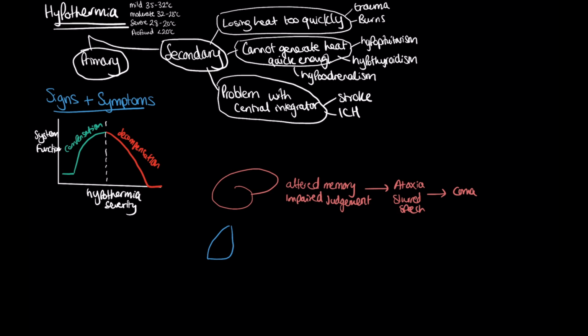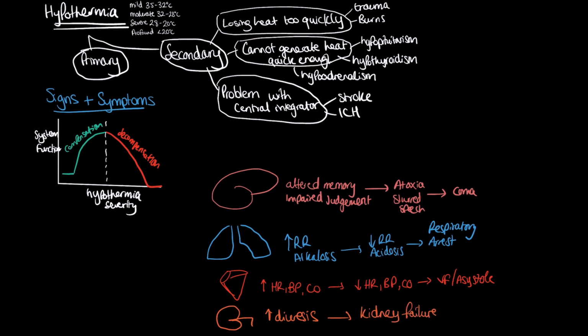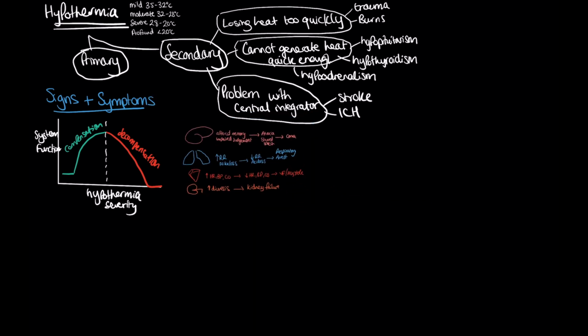It also affects the respiratory system by initially increasing the respiratory rate, resulting in a respiratory alkalosis, but eventually leading to hypoventilation and respiratory acidosis, and even in the worst cases, respiratory arrest. In the cardiovascular system, you initially get a tachycardia, an increase in blood pressure, and a cardiac output, but as hypothermia progresses, it can lead to bradycardia, a fall in cardiac output, and eventually result in cardiac arrest due to asystole or ventricular fibrillation. In the kidneys, there is an initial increase in diuresis, but as hypothermia progresses, the renal function also deteriorates and results in kidney failure.